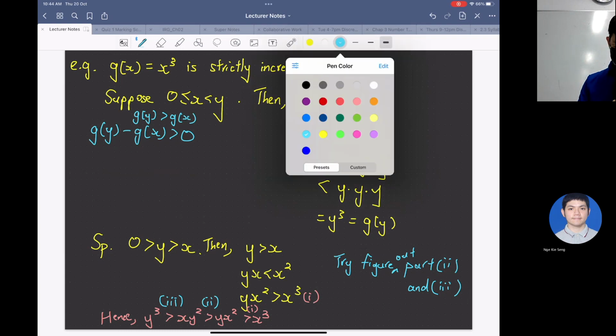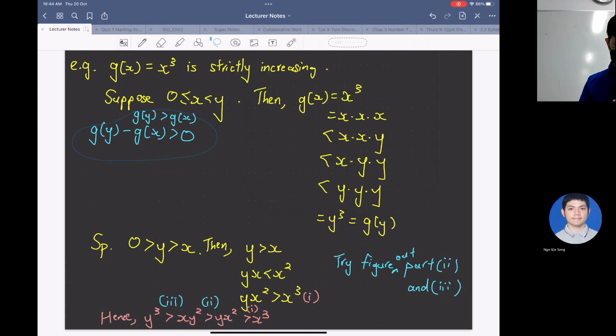Maybe I'll use another color so that it will differentiate. Okay, so he said to show this is equivalent to showing this. That's true. So you can look at y cubed minus x cubed, to show this is greater than 0.